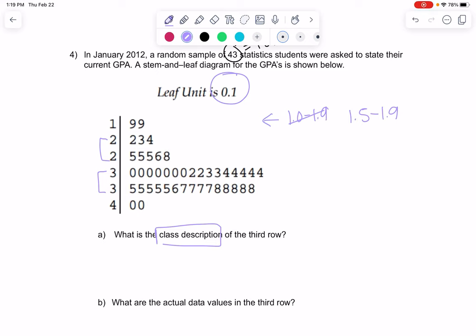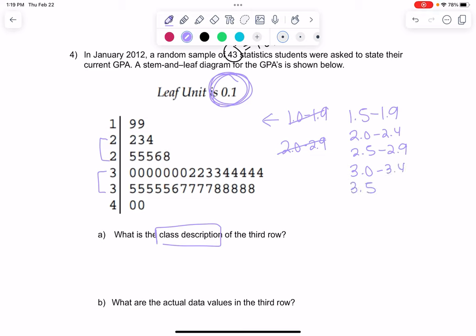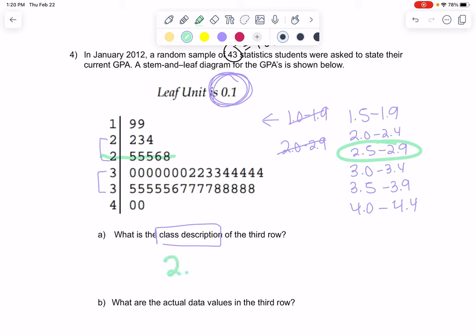So then rather than 2.0 to 2.9, we split it up into two rows. So we have 2.0 to 2.4 and 2.5 to 2.9. And again, 0.1, 0.5, 0.9, all that because of the leaf unit. And then we would have 3.0 to 3.4. Notice every time we go by fives. So 3.0 to 3.5 to 4.0, and then we just end at 4s and 9s. So the last row represents 4.0 to 4.5, even though we only have 4.0s in it. That's just the data we happen to have. But if we had a 4.4, it would go there. So the class description of the third row, we just go to the third row, and it would be 2.5 to 2.9.